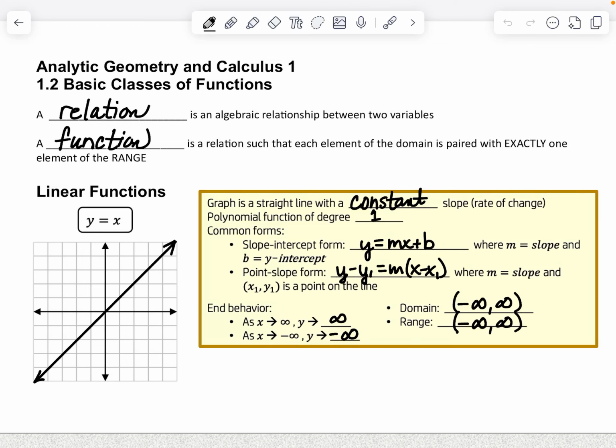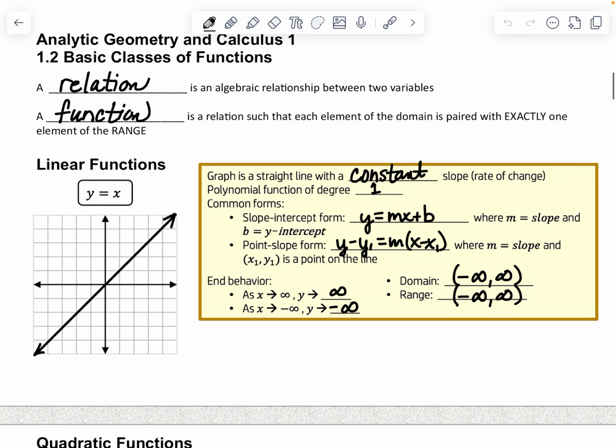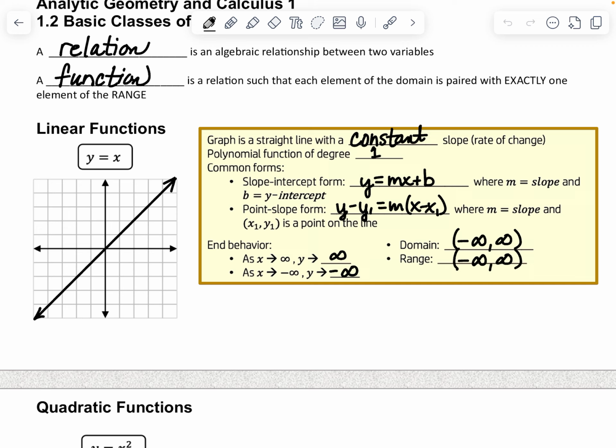Looking at 1.2, basic classes of functions, we know that a relation is an algebraic relation between two variables, and a function is a relation such that each element of the domain is paired with exactly one element of the range. And we went over some of the facts with linear functions. I just want to recap this. A graph is a line with a constant rate of change, and it's a polynomial of degree 1.